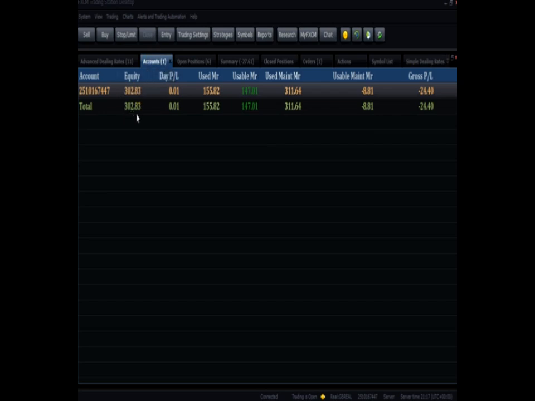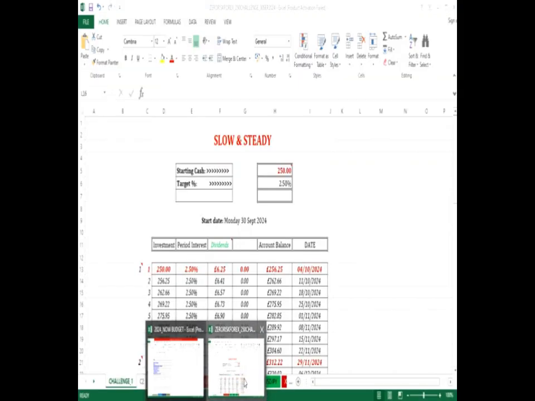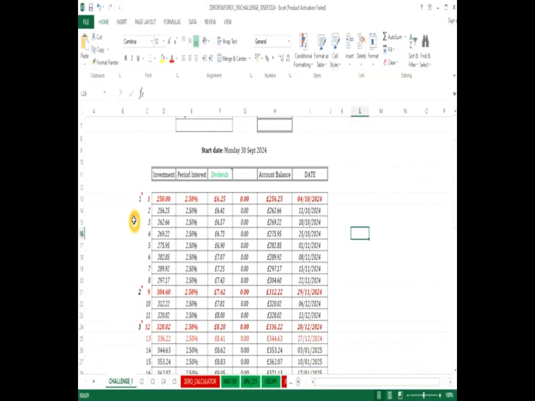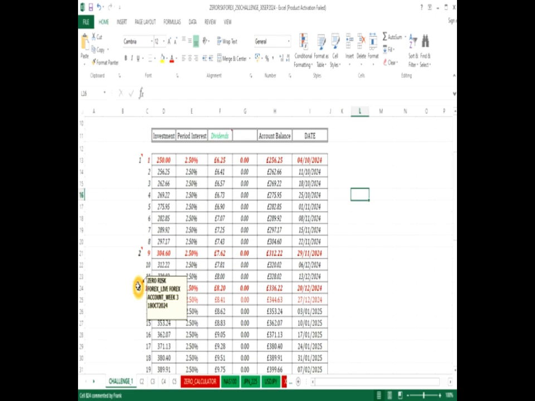Current account balance is 302. That's gone down from where we were last week. If we go to our Excel sheet, video number 3, which was last week, the account balance was 336. Current balance is about there.